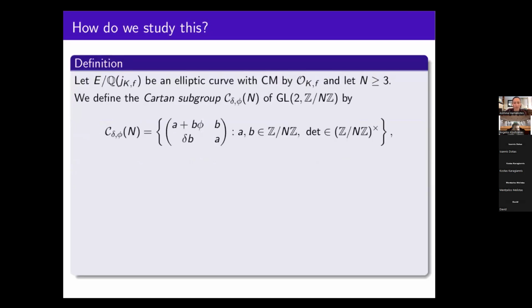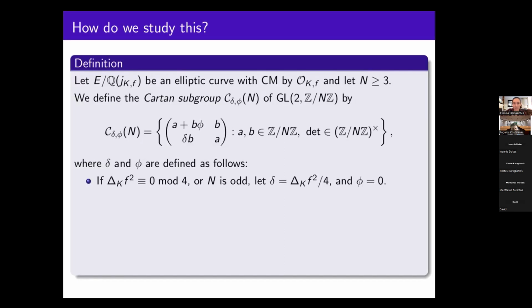So first, we'll define the Cartan subgroup of GL2 Z mod NZ. It's going to be the group generated by these matrices, (A plus B phi, B delta; B, A), where A and B are in Z mod NZ, and the determinant is a unit mod N. And delta and phi are defined as follows. So if delta_K f squared is 0 mod 4 or n is odd, then little delta is this and phi is 0. If delta_K f squared is 1 mod 4 and n is even, then we have these definitions for delta and phi. And so I guess don't worry about these definitions too much.